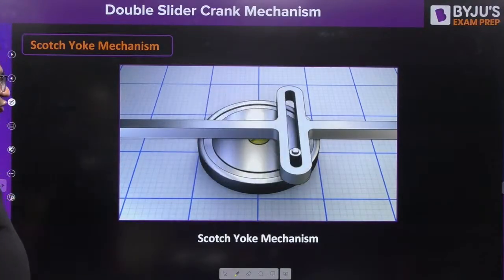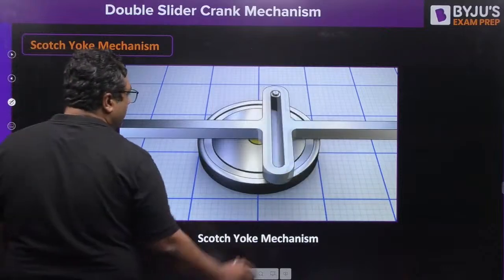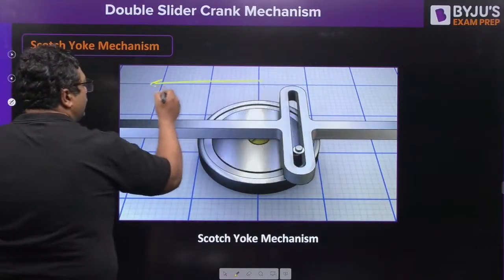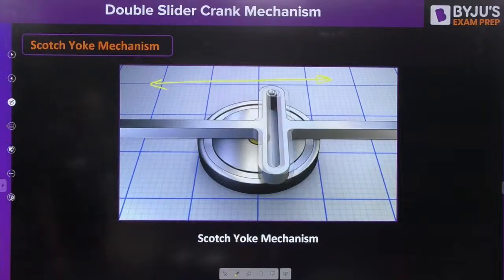This is the animation for the Scotch Yoke mechanism. You can see the motion is going like this, simple harmonic motion.